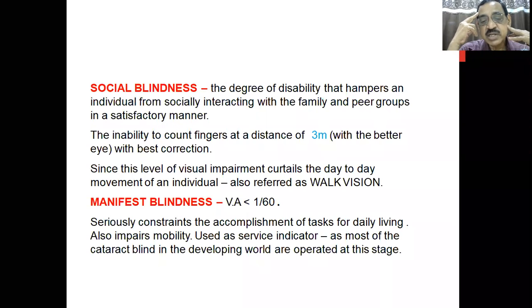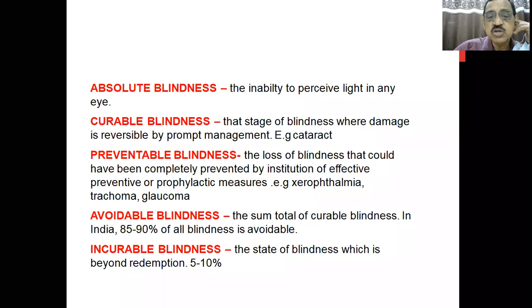It is used as a service indicator, as most of the cataract blind in the developing world are operated at this stage. For the NPCB, the cutoff point for subjecting the individual to cataract surgery is around 6/60 or less, now it is 6/60. Another thing is absolute blindness. Absolute blindness is nothing but a loss of perception and projection of rays, inability to perceive light in any eye. Curable blindness is the stage of blindness where damage is reversible by prompt management.